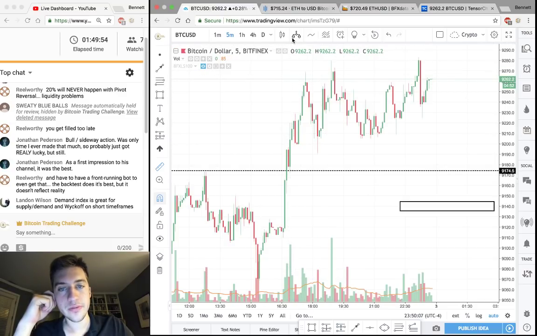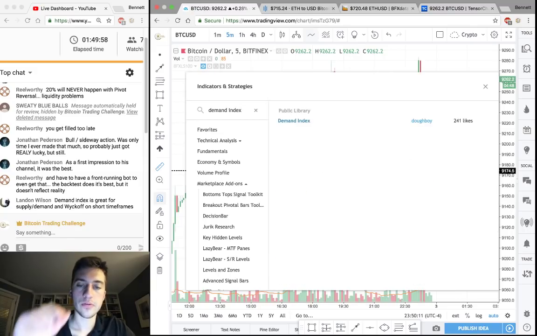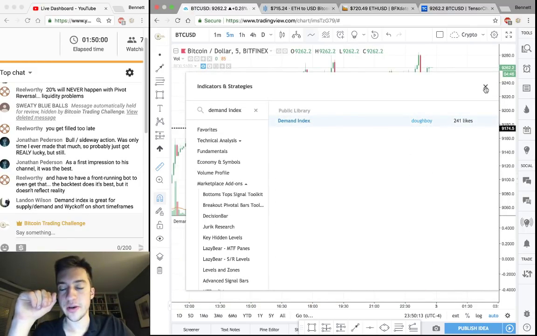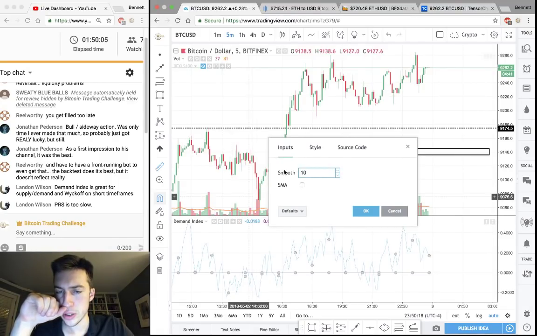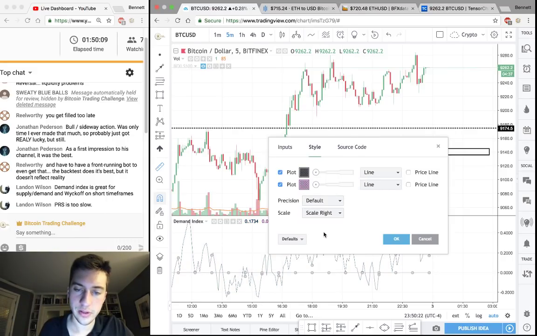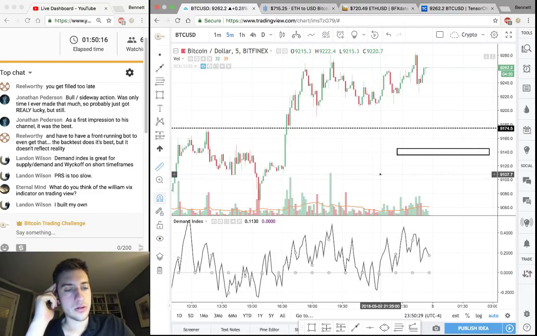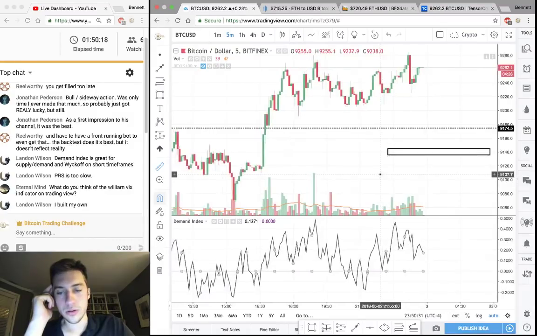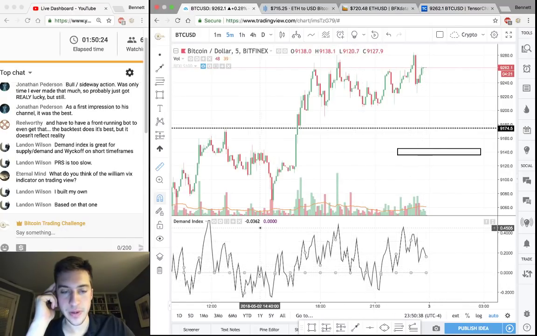Demand index. Is it a demand index? That's one of the questions. Let's check that out because I've actually never even heard of the demand index. No one's messaged me about that. So I'm going to check out what this looks like. First, let's use a little bit prettier black here. Okay. That's cool. It oscillates around a zero line, goes positive and negative.